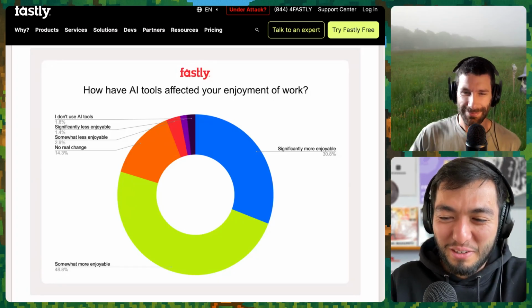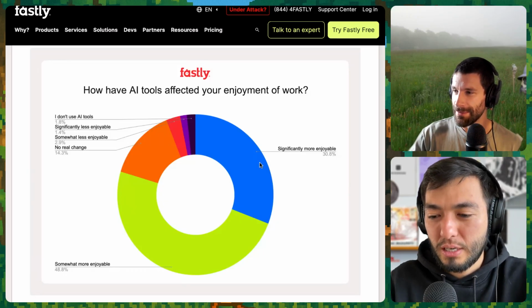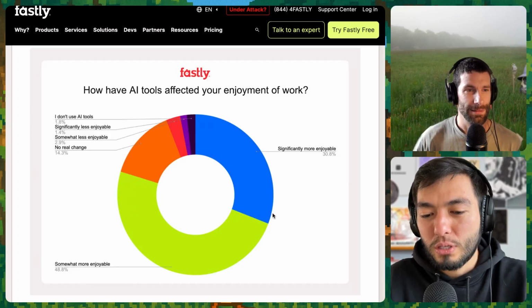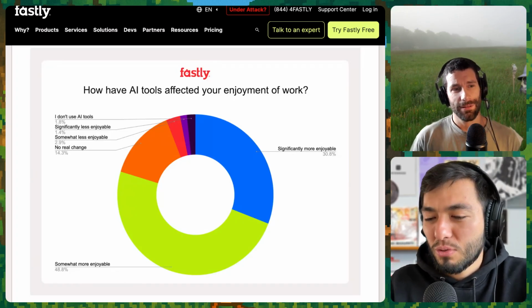So this one, I thought it was interesting. How have AI tools affected your enjoyment at work? And 30%, 30.8, say significantly more enjoyable. Are you surprised about this? I'm actually surprised, yeah. I was also surprised.